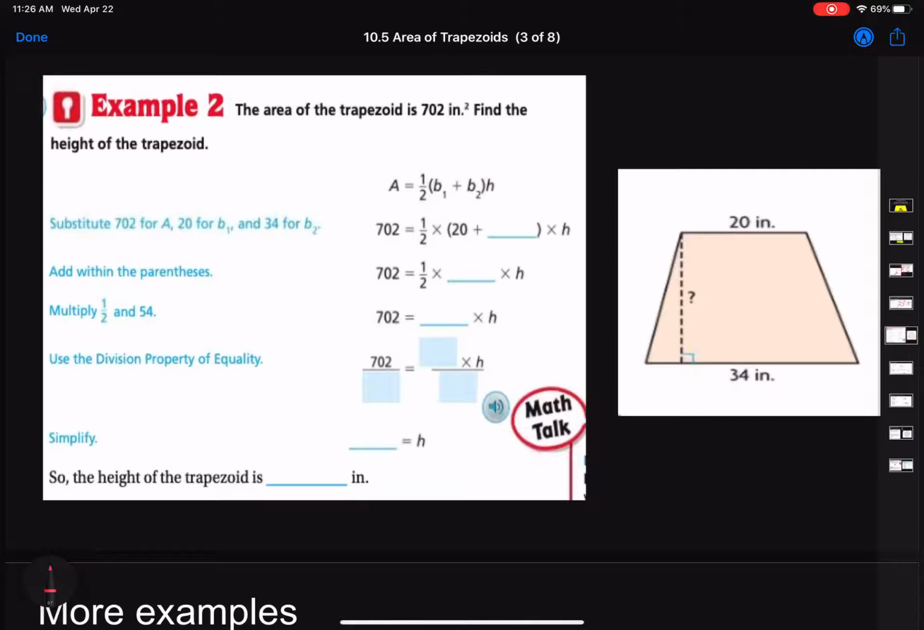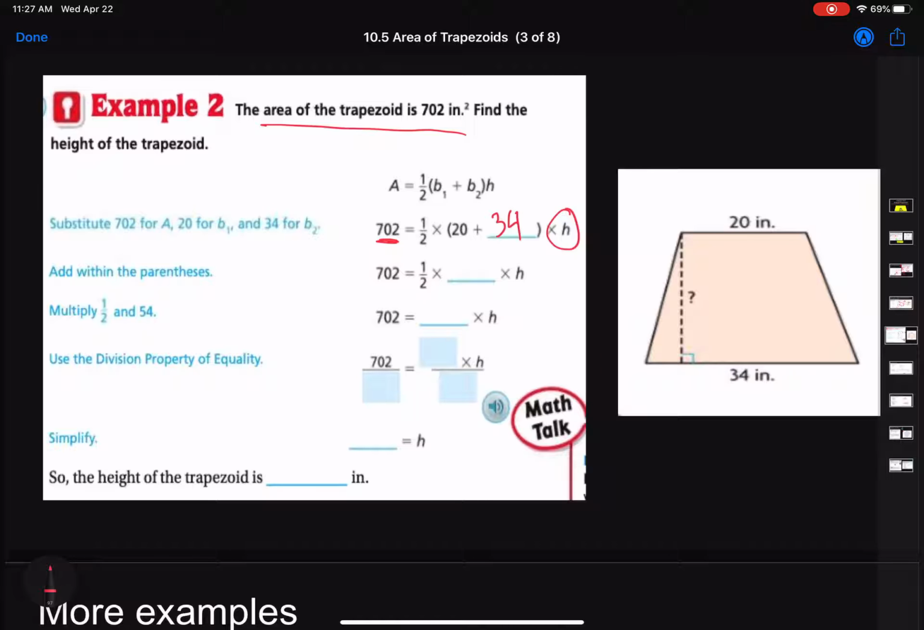Example 2. This one is a little bit different because now we're not finding the area, we're actually going to find the height. Okay, so stick with me. You'll do several like this. As long as you use the formula and you go through the steps, you should be able to solve these. So you know the area is 702, so that's why they wrote it here. Equals 1/2 times the two bases, 20 and 34, times h.